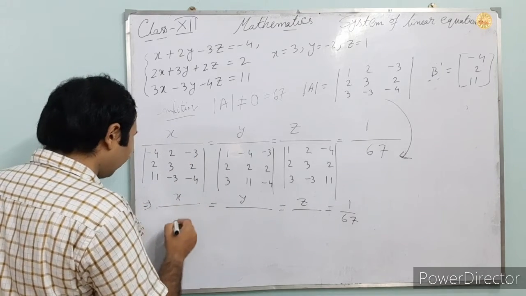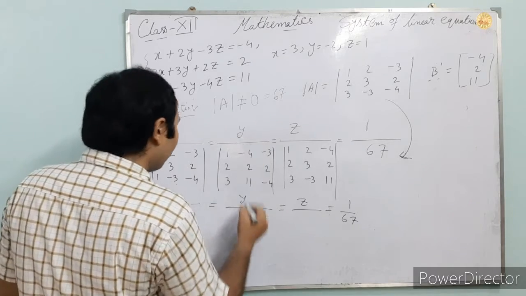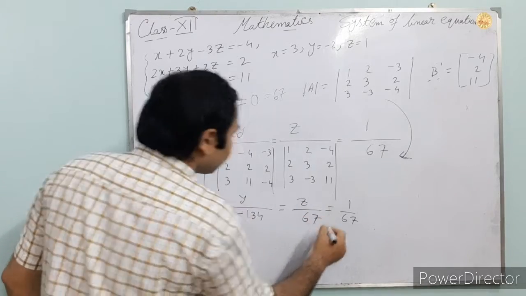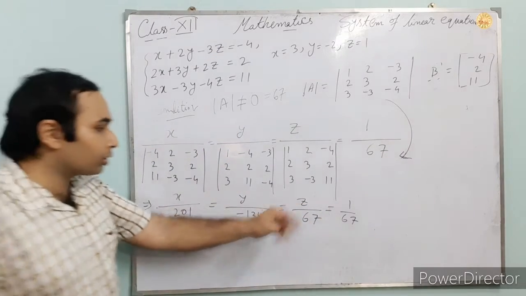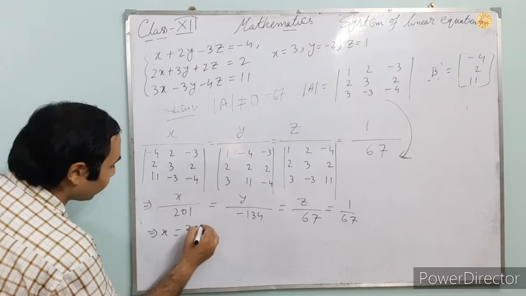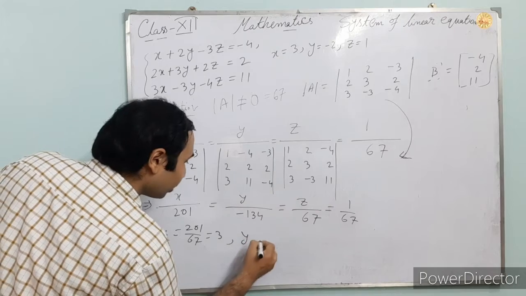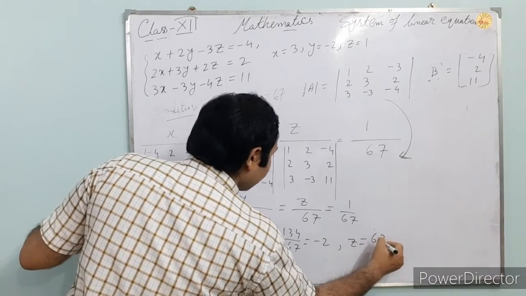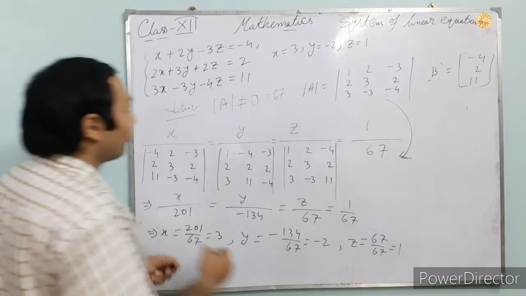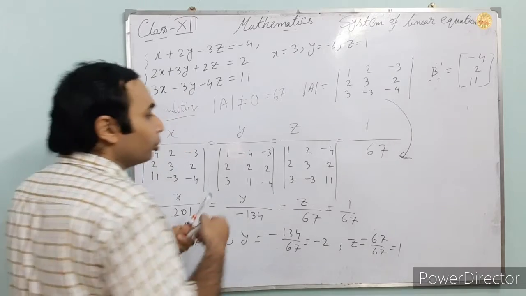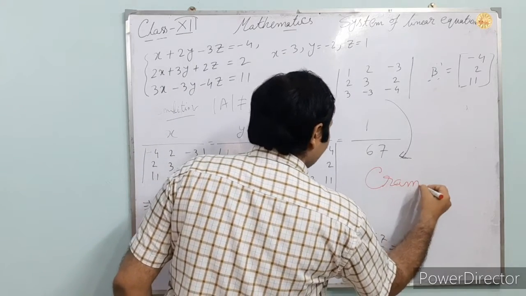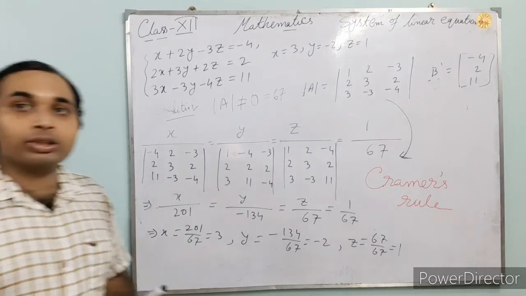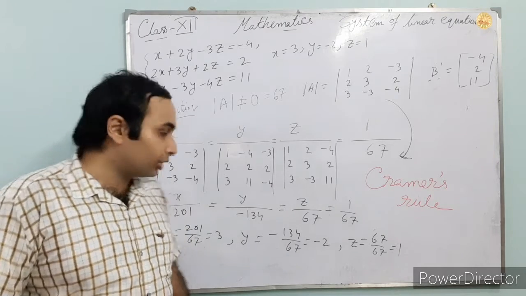So the value of this determinant is coming 201, the value of this determinant is coming minus 134, and the value of this determinant is coming 67. So x by 201 equals 1 by 67. That means x equals 201 by 67, so it is coming 3. y equals minus 134 by 67, so it is coming minus 2. And z equals 67 by 67, it is coming 1. So this is Cramer's rule to find the solution of a system of linear equations.